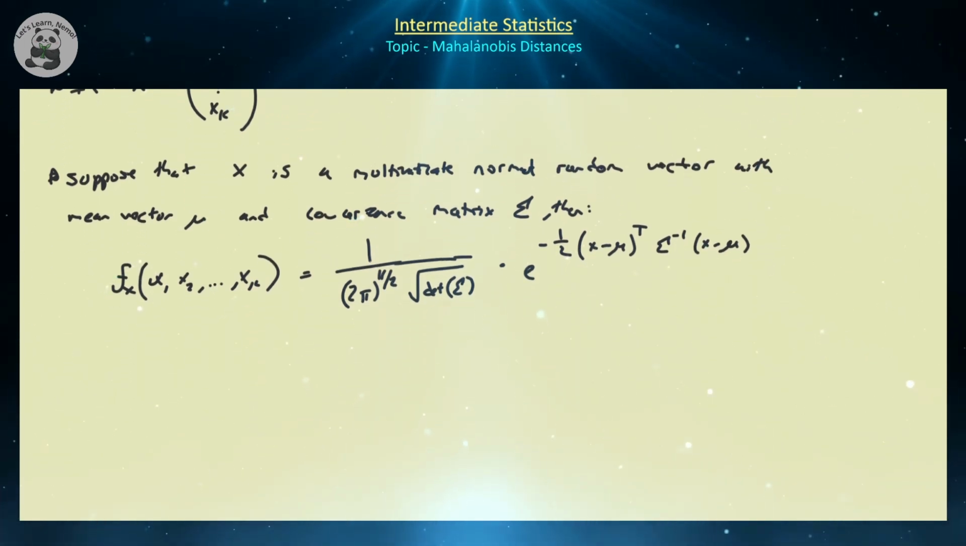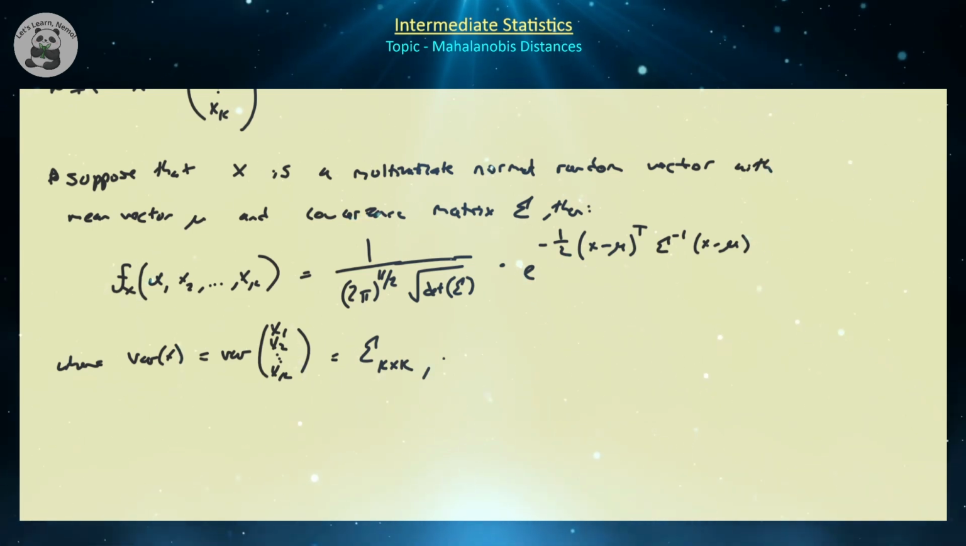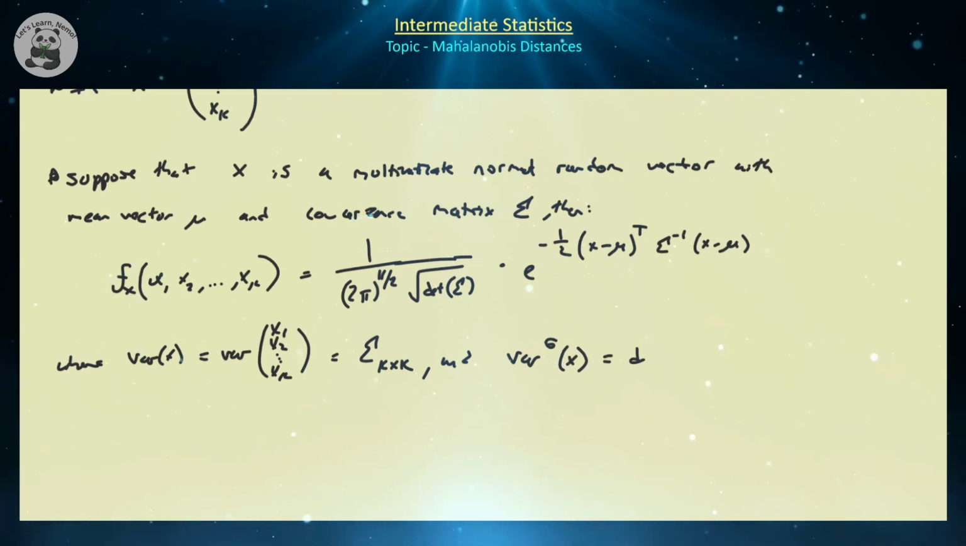A couple things here in case you aren't familiar with it: the variance of x, which is the variance of the vector x1, x2 down to xk. Keep in mind the variance of a random vector is going to be a matrix. In particular, it's going to be a k by k square matrix, and we usually represent it by sigma. The generalized variance of x is also sometimes defined and denoted by the determinant of that covariance matrix. Obviously, the trace of that covariance matrix would be the total variance of that random vector.